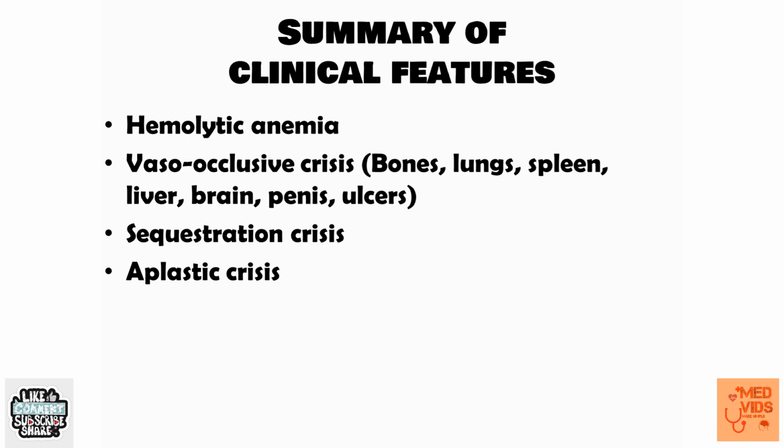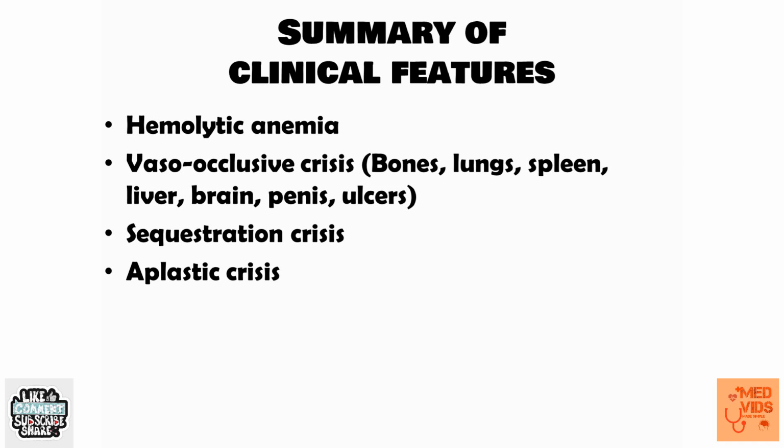So just a summary of the clinical features which I've told. It can manifest as hemolytic anemia leading to jaundice and pigment gallstones and various vaso-occlusive crises. Like it can affect the bones, especially the small bones in the hands and feet, leading to dactylitis, which is hand-foot syndrome in children. It can affect the lungs, leading to acute chest syndrome, which is cough, breathlessness, hemoptysis, and severe chest pain.